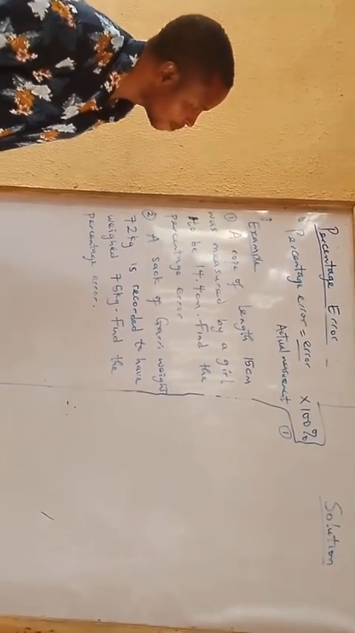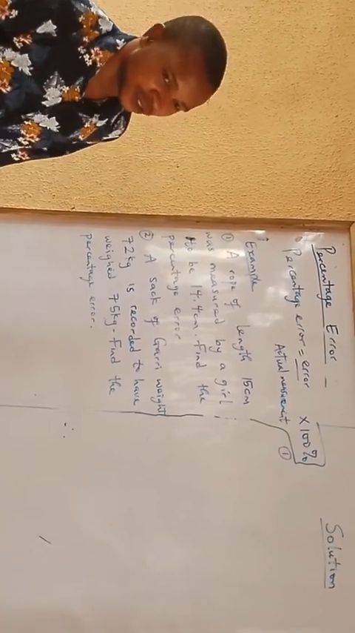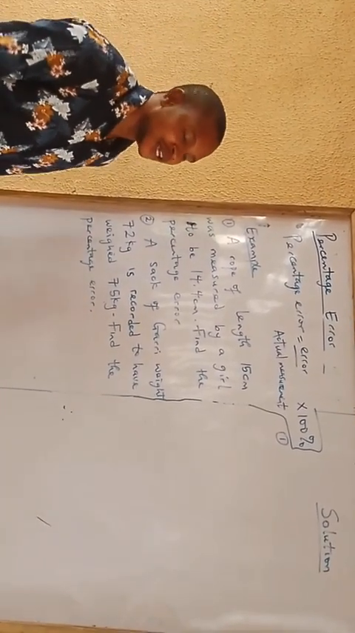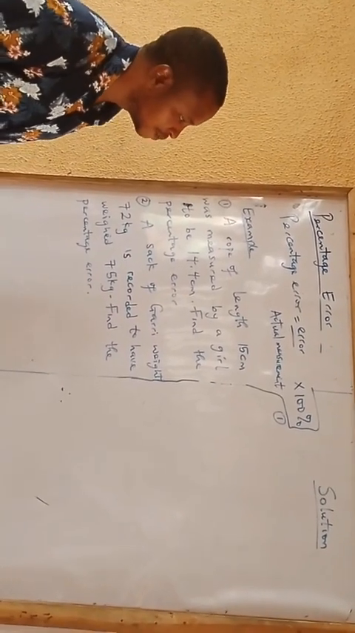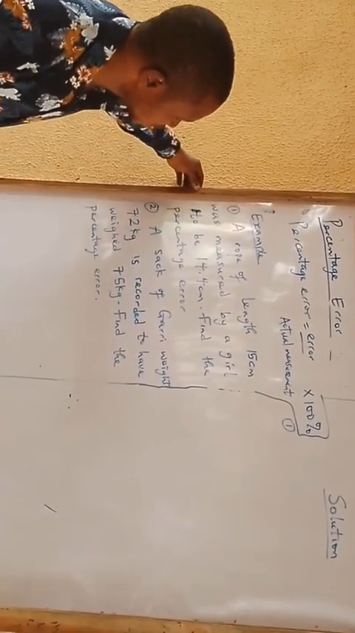Today we want to consider percentage error as a topic. And the formula for percentage error is error over actual measurement multiplied by 100%. Let's solve these two questions.